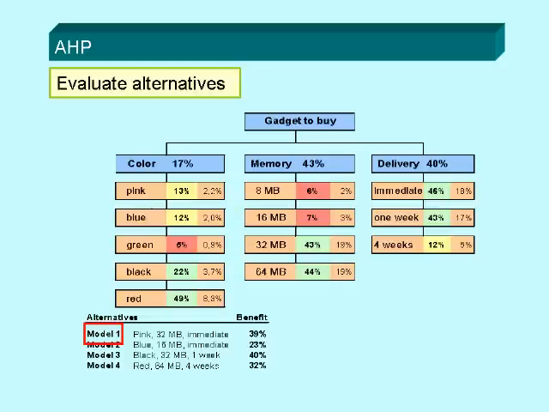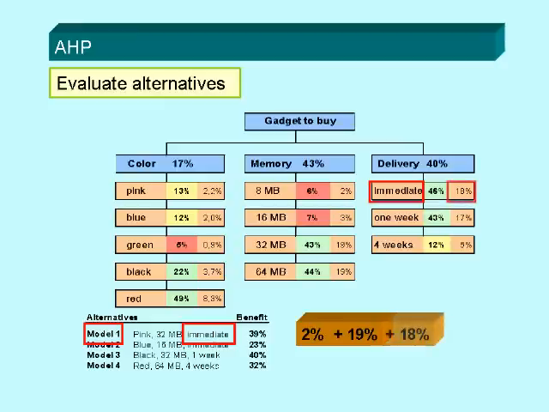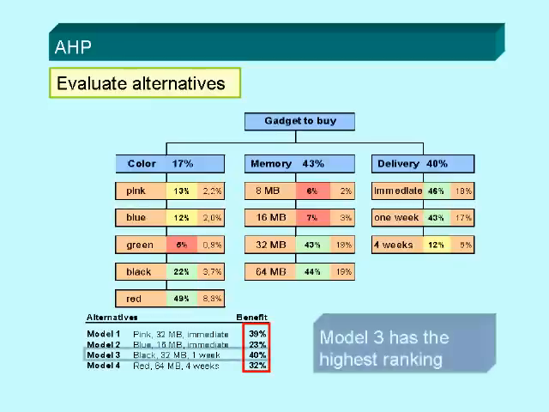We have available model 1. The color is pink, and pink has a weight of 2.2%. The memory space of model 1 is 32 megabyte. 32 megabyte has a weightage of 19%. The delivery time is immediate. Immediate has a result of 18%. So counting together, you will get the first result of the benefit for model 1 with 39%. You do the same for all other models, and then you will see that model 3 has the highest ranking.